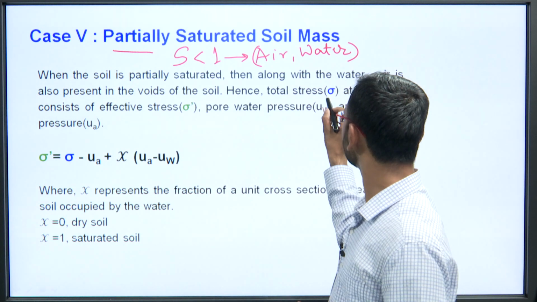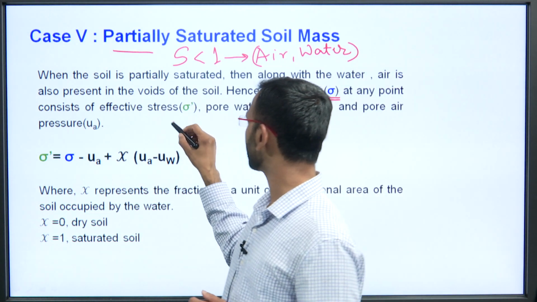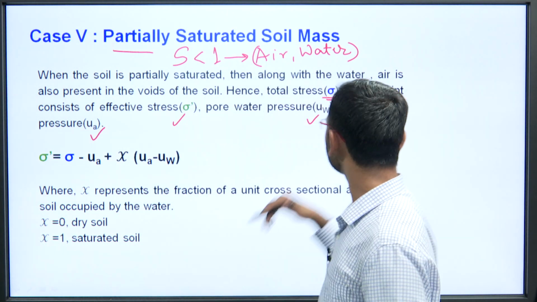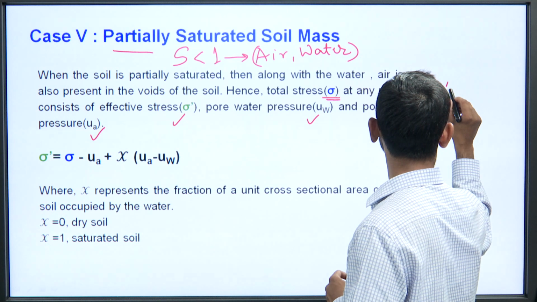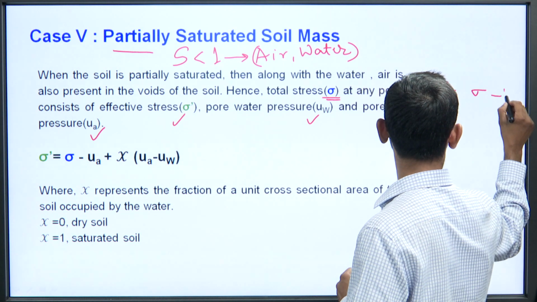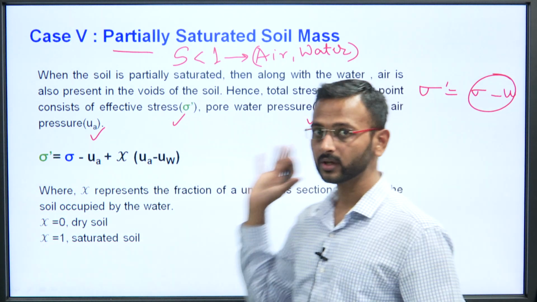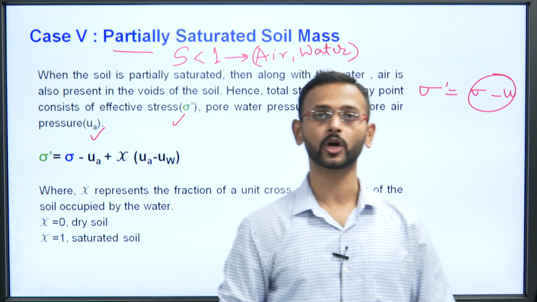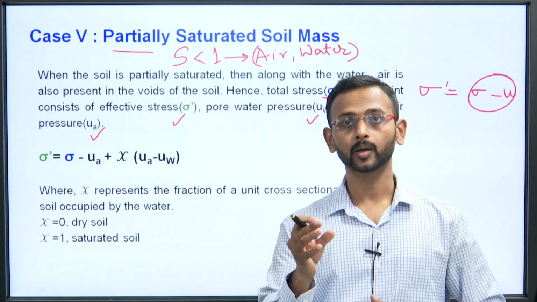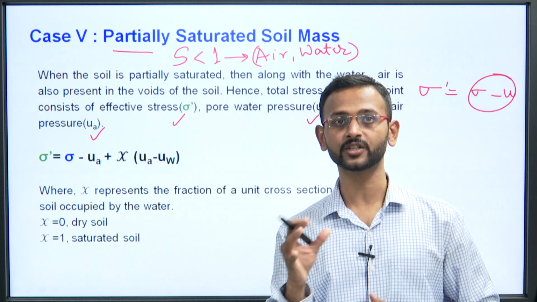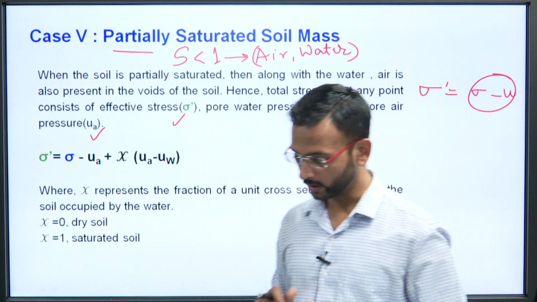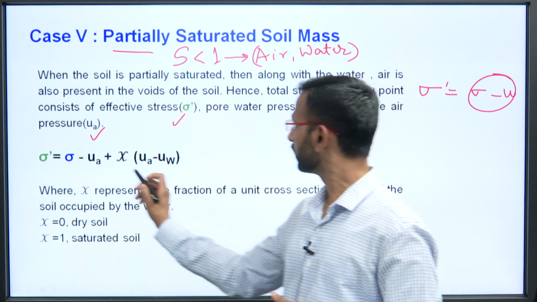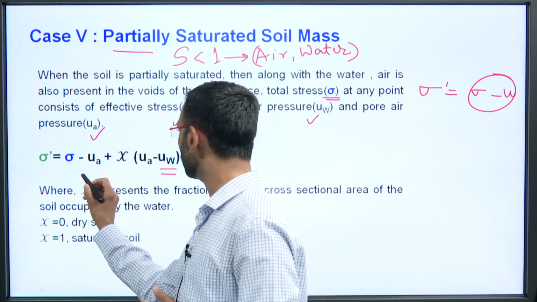Hence, the total stress at any point consists of the effective stress, the pore water pressure and the pore air pressure. So the new thing: in the previous case we were discussing that effective stress was equal to the total stress minus the pore water pressure, simple. But now as we are talking about the partially saturated soil mass, we will also be taking the air which is present in the voids, which is exerting some amount of pressure in the soil. We will be representing it by UA and the pore water pressure by UW.